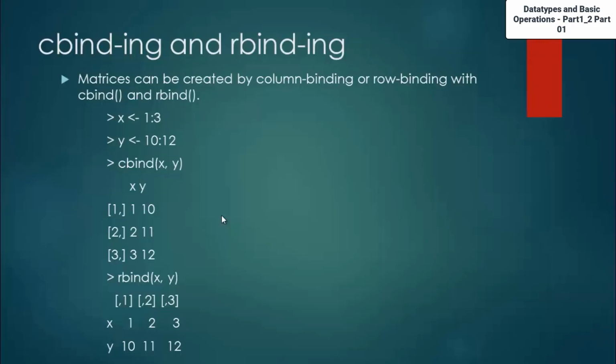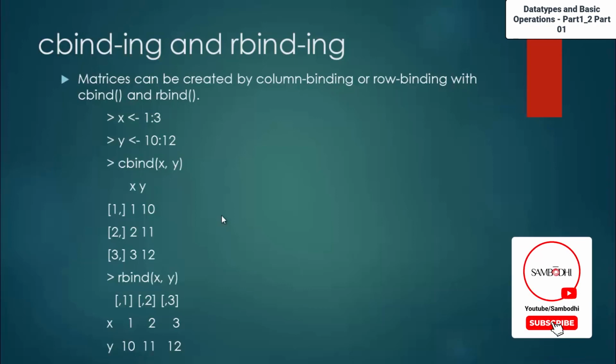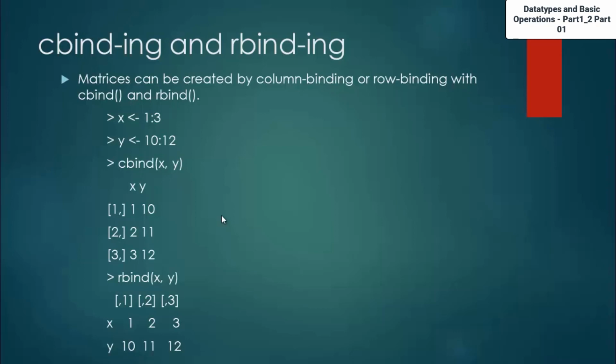Next we'll go with cbind and rbind. These are concepts associated only with matrices. I'll explain them in detail. Matrices can be created by column binding or row binding with the cbind and rbind functions. These are functions: cbind is nothing but column binding and rbind is nothing but row binding.